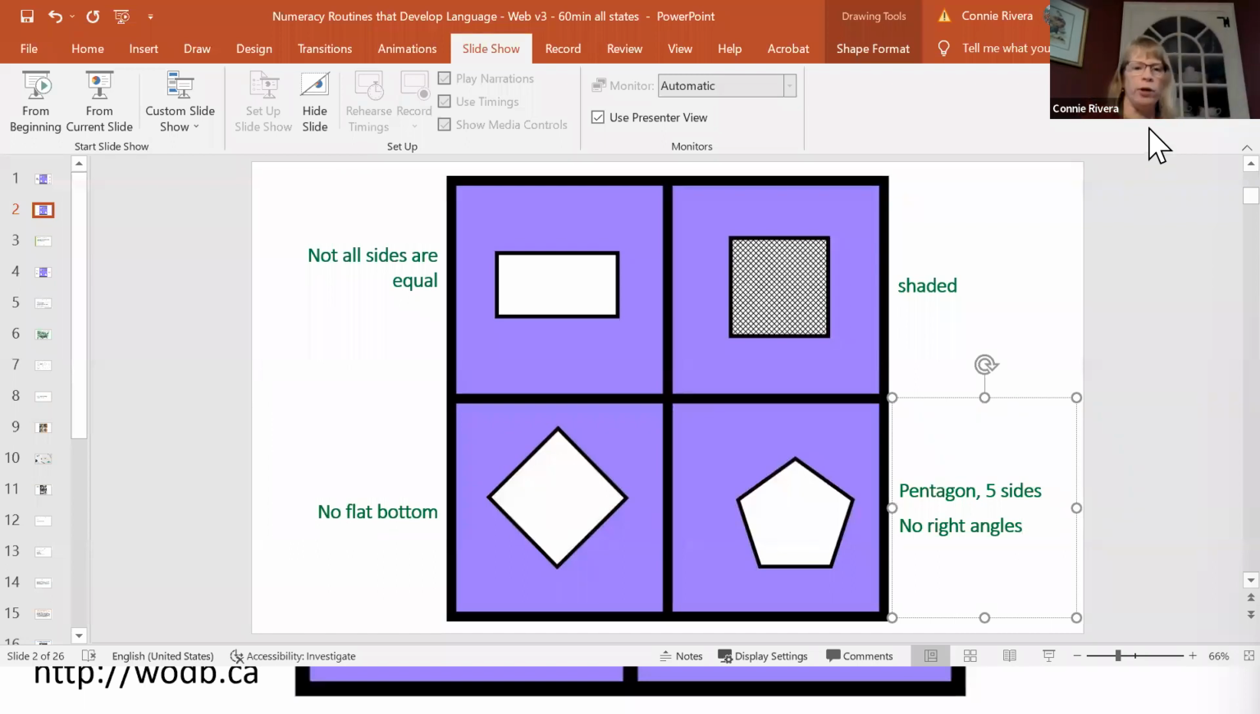So it seems to be pretty common that we notice things about sides before we notice things about angles. That was the case in my class, and I've seen that with teachers too. Sometimes students don't know the term right angles, and we might hear them use the term corner.